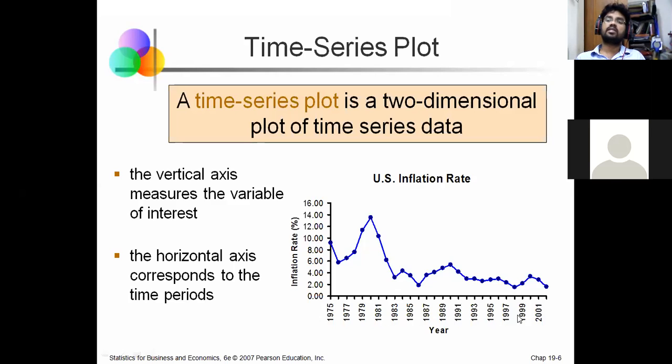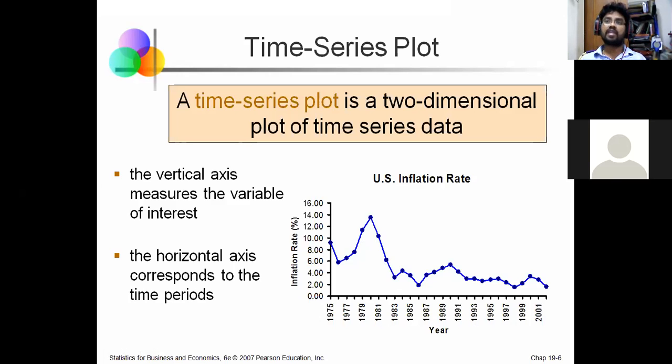So on the x-axis, you need to take the time, and on the y-axis, the variable values. What you observe here is that when you take time series data, you can observe some trend, whether it's a positive or negative trend, it doesn't matter. But you can observe some trends. See, there are some ups and downs. That is called fluctuations in the time series data.